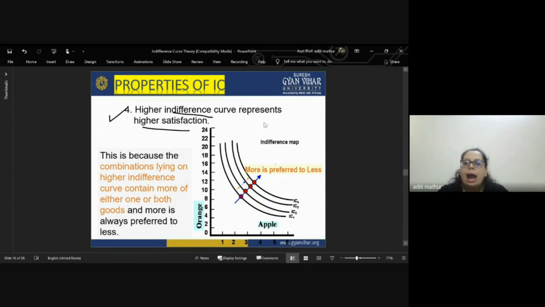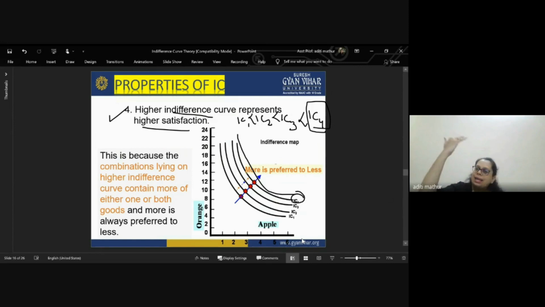So your IC1 is less in comparison to IC2, is less in comparison to IC3, is less in comparison to your IC4, right? So IC4 is the highest level of satisfaction for a particular customer, right? And that is why it is at the high level. So the highest IC curve represents higher satisfaction. Now the question comes, why is that so?